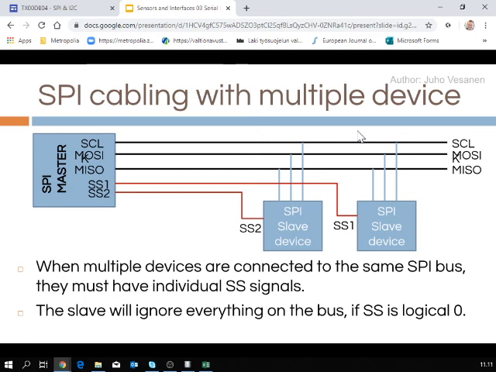With multiple devices, I already said that you have one single bus, but separate chip select lines.